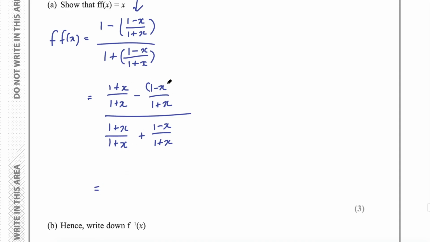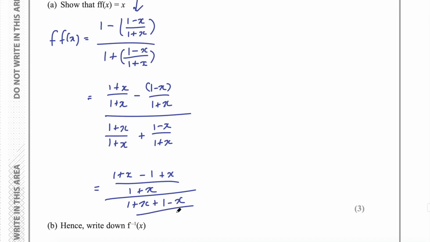Now this one, remember that negative needs to be expanded to both terms there. So that numerator in the top fraction is going to become 1 plus x, take 1 plus x. A negative multiplied by a negative is a positive, all over 1 plus x divided by 1 plus x plus 1 take x divided by 1 plus x.